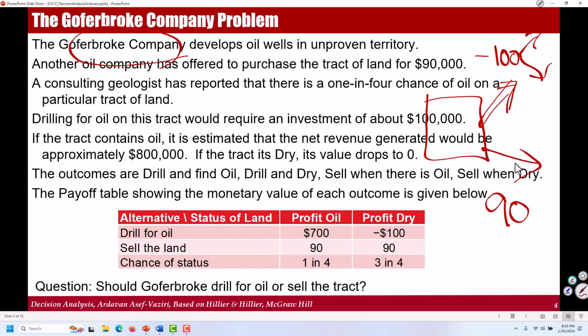The land may be dry. In that case, this $100,000 is gone. Or they may see oil. In that case, they will get $800,000, and they have spent $100,000, so they will get $700,000.